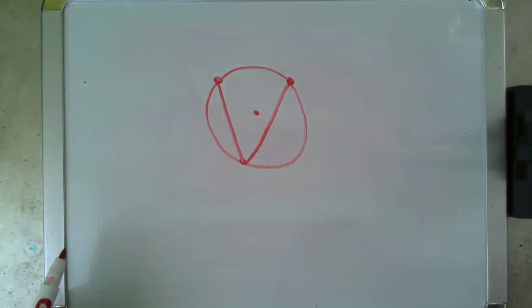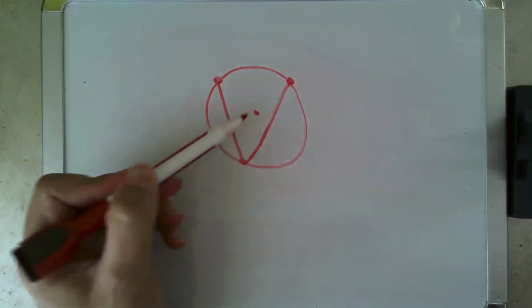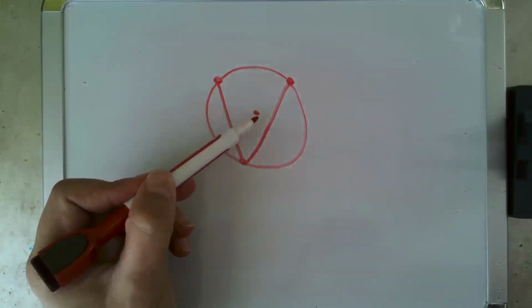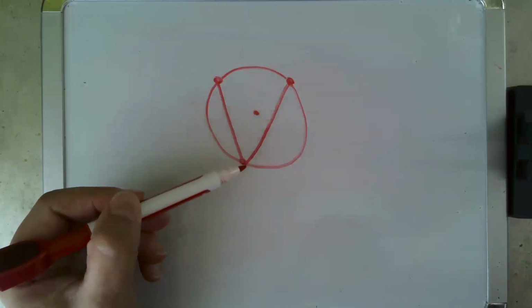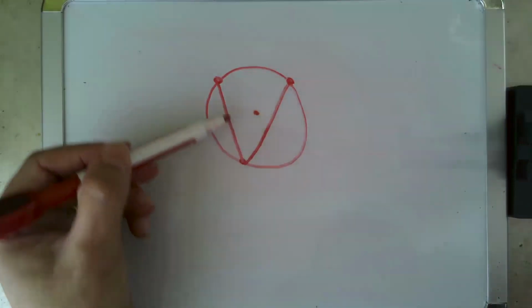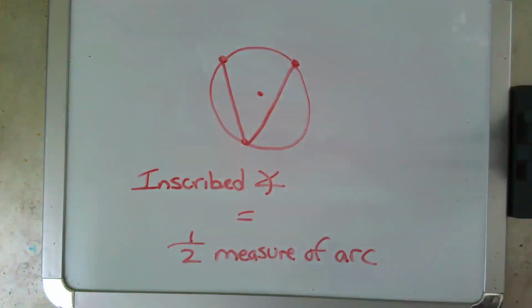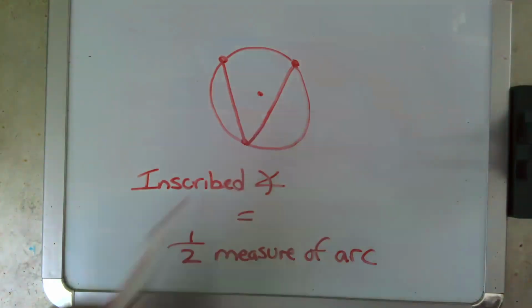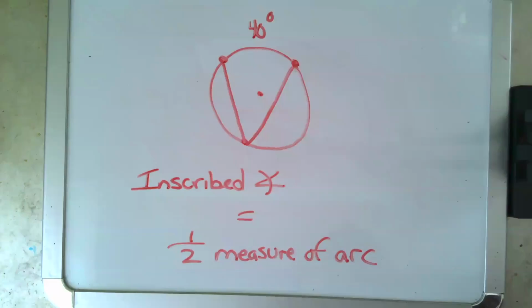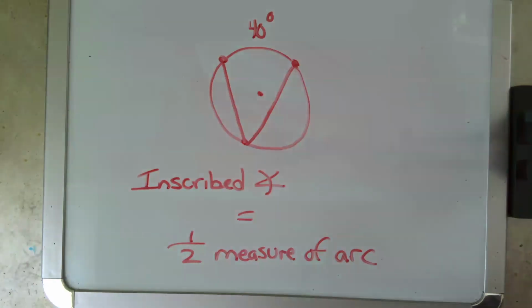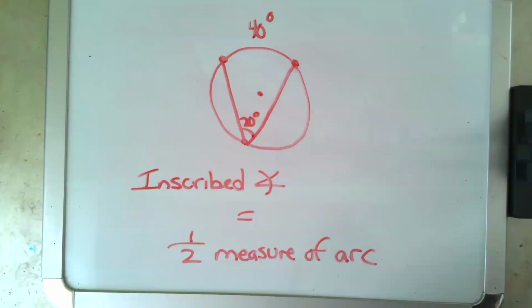Okay, next type. This type of angle is called inscribed. It does not start at the center. It starts on a third point on the circle. And so it is inscribed. And the rule is the inscribed angle is 1/2 the measure of the arc it cuts off. So if we imagine this was our same 40-degree arc, that means our inscribed angle is 20 degrees.